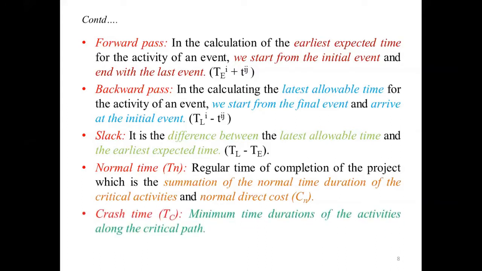Crash time, it is denoted by TC. It is the minimum time duration of the activities along the critical path. That means along the critical path, the total time taken, we call it the crash time. Let us go for the numericals.